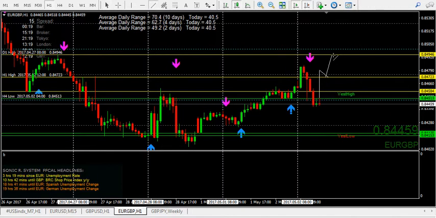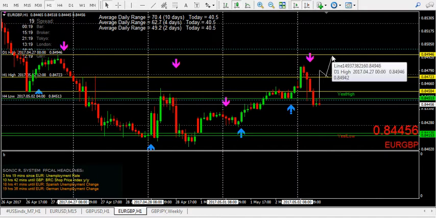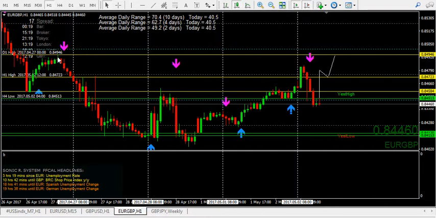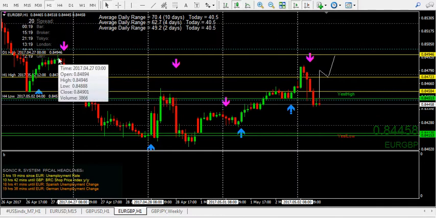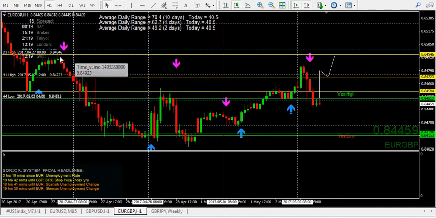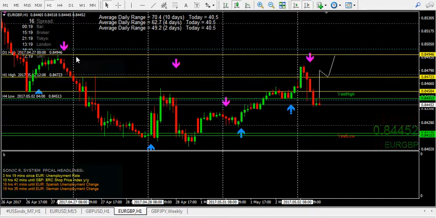Then we could expect the price to be affected by this resistance level again, which coincides with the daily high, the previous day's high. You can see the high of that candle. We always expect resistance to cause a problem. So that's my potential setup that I am watching.